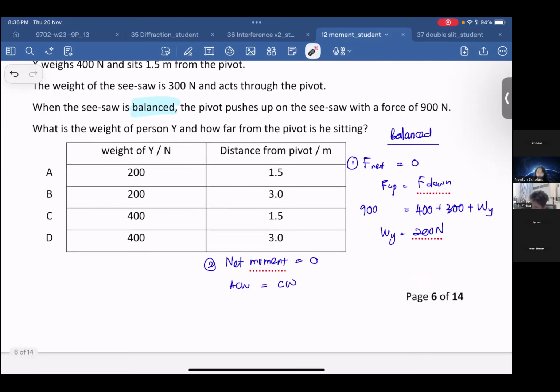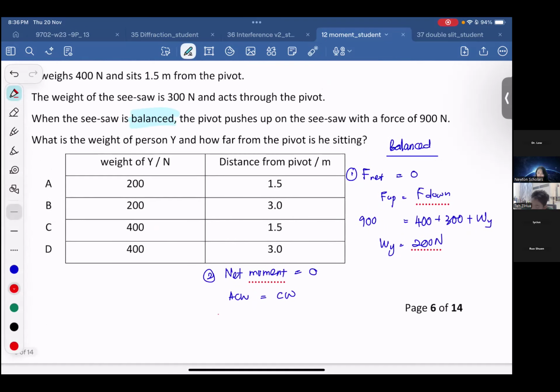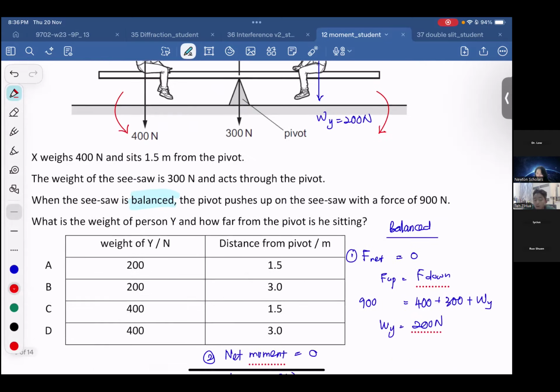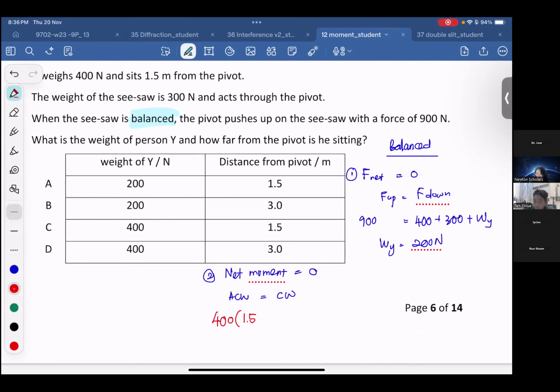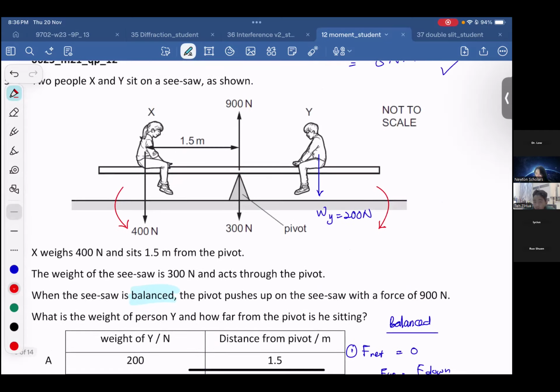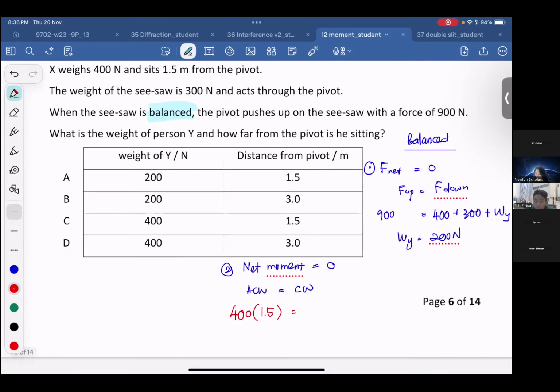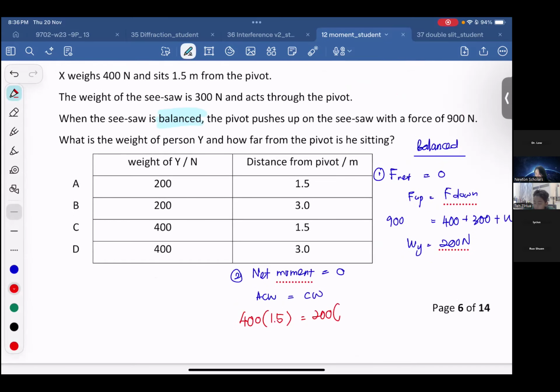Okay, so the anti-clockwise moment is 400 times the distance for the girl, which is 1.5. 1.5 equals to clockwise. So for the boy is 200. So 200 Newton times the distance. This is the distance that we want to find. It's 1.5 or 3.0. So at here, what do you think?